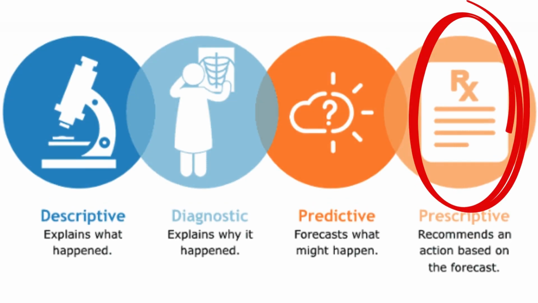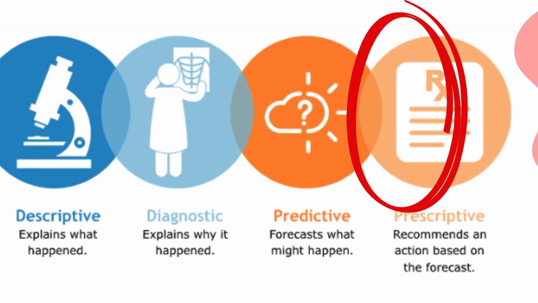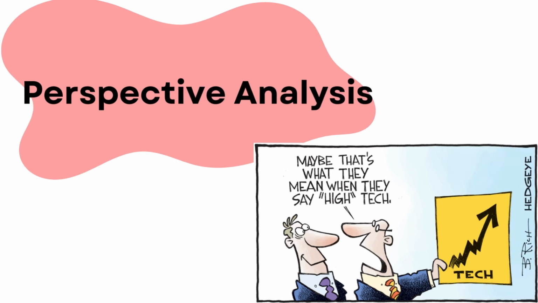Then comes the prescriptive analysis. This helps to recommend an action based on the forecast. Based on the predictive analysis, the prescriptive analysis helps to compare the options. That means it combines the data in various ways with business rules, best practices, preferences, and all that, and gives you the recommendation. So these are the four types of analytics in data science.